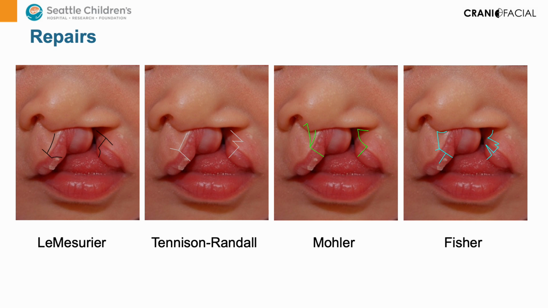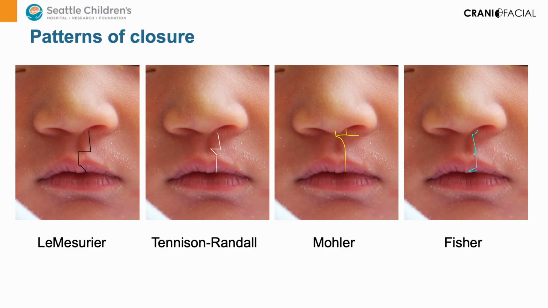As far as repairs go, there are a number of repairs that have been described: Le Mesurier, Tennyson-Randall, Moeller, and Fisher. And each one of these produces a distinctive pattern of closure along the lip. And while a lot of surgeons spend time debating which one more closely approximates the contours of the philtral column, what's probably even more important than that is how these repair styles help the surgeon.